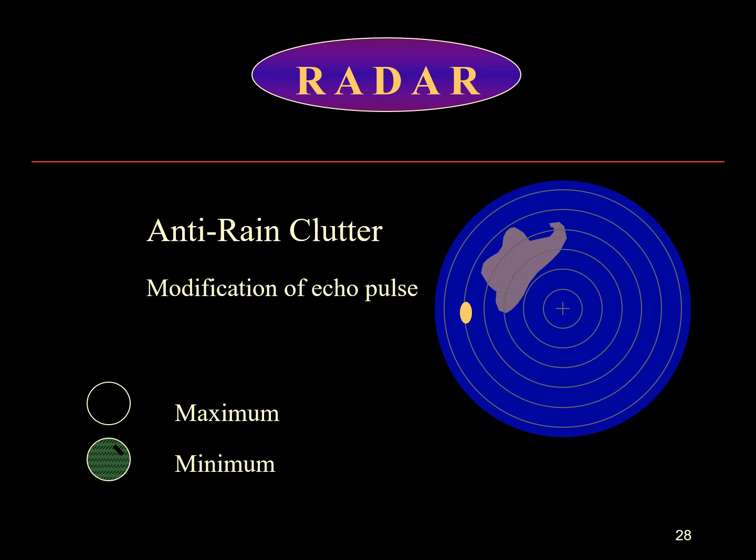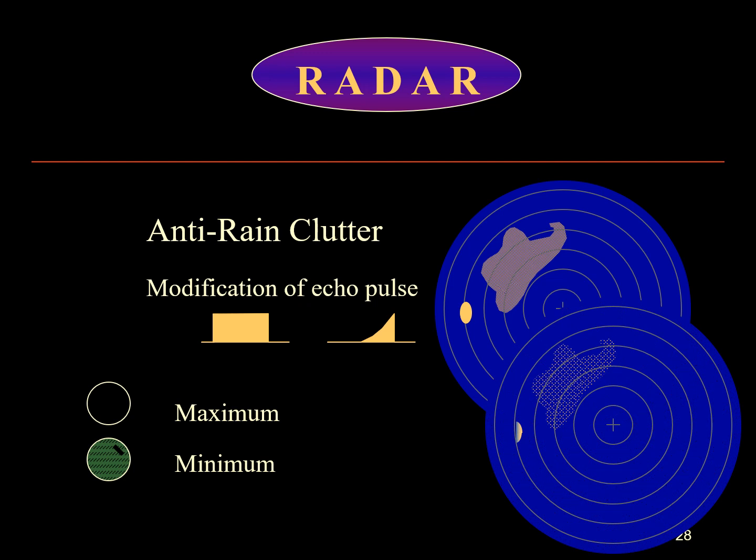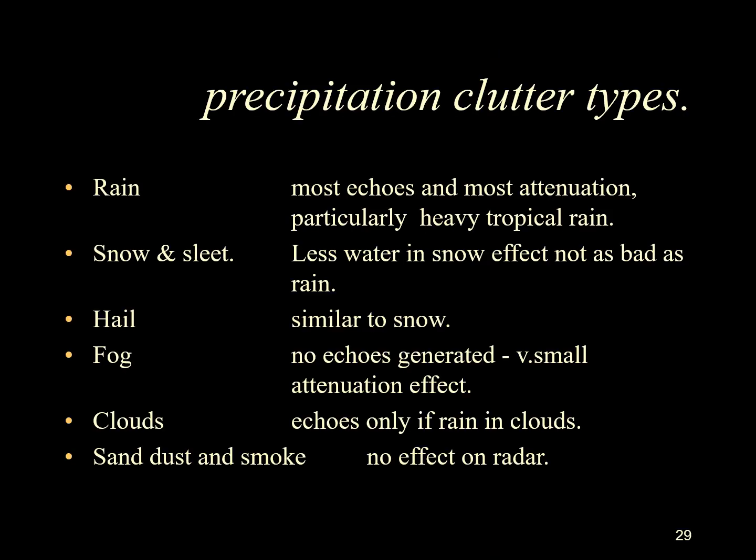Hence, under given precipitation conditions, an S-band or 10 centimeter radar will reduce the rain clutter response to 0.1 of that experienced by an X-band or 3 centimeter radar. Rain clutter response increases in proportion to rainfall rate. The different types of precipitation are rain, which gives the most echoes and most attenuation of all the types, particularly heavy tropical rain. We have the snow and sleet. We have the hail, fog, clouds, as well as sand, dust and smoke. Sand, dust and smoke normally have no effect on the radar.